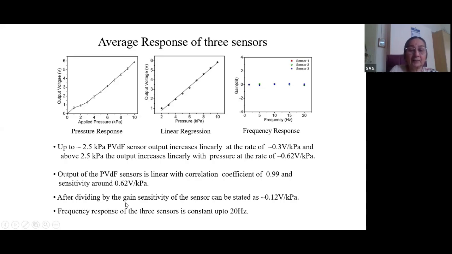After dividing by the gain, the sensitivity of the sensor was stated as 0.212 volt per kPa. The frequency response of the three sensors was constant up to 20 hertz, and therefore they are suitable for pulse measurement.